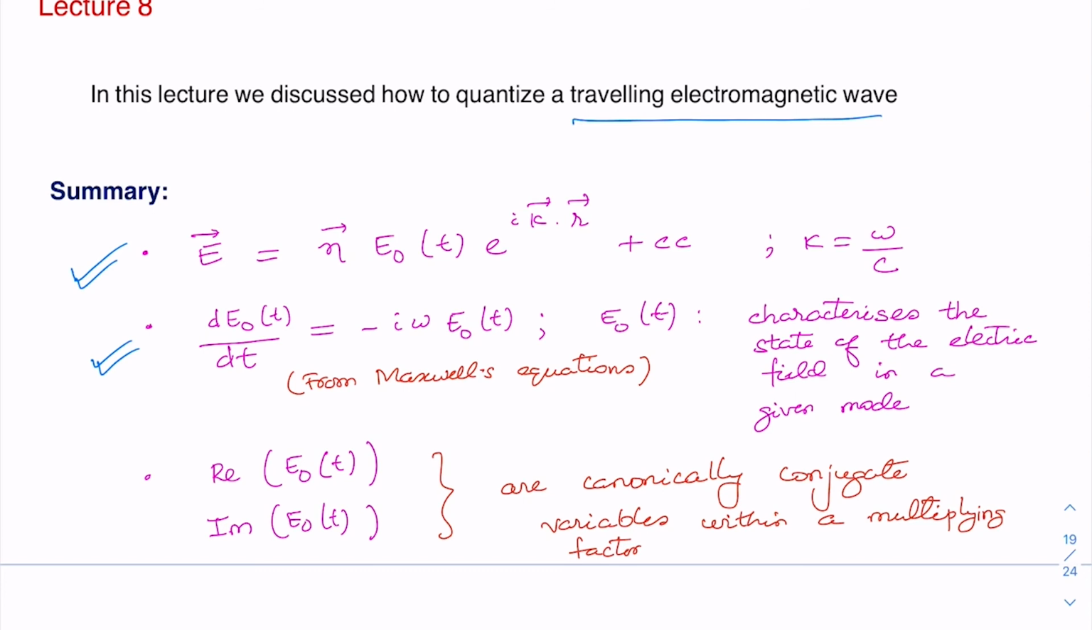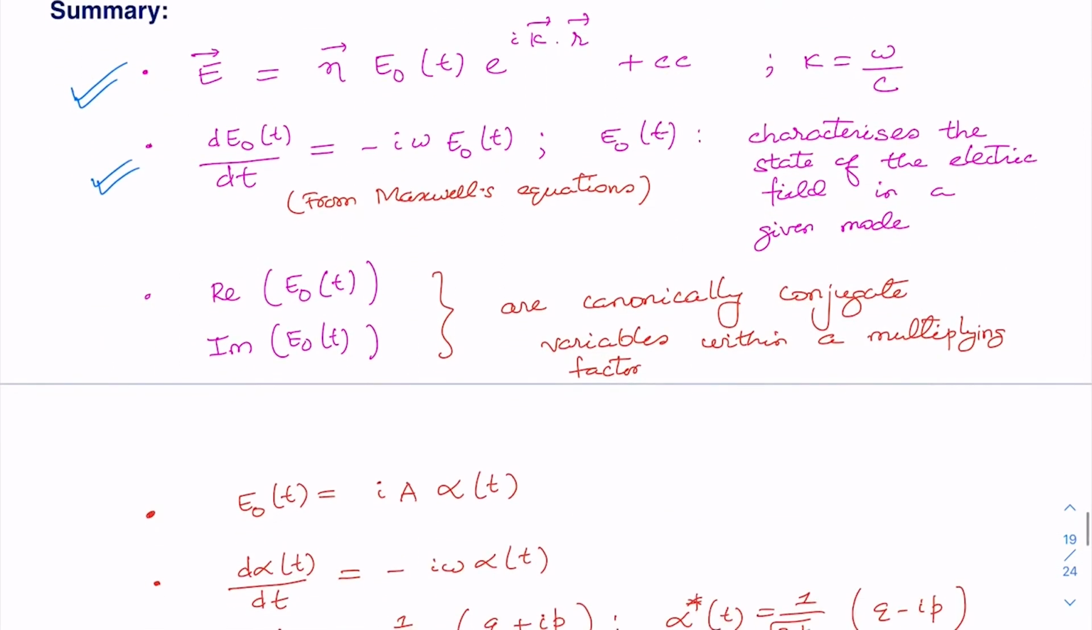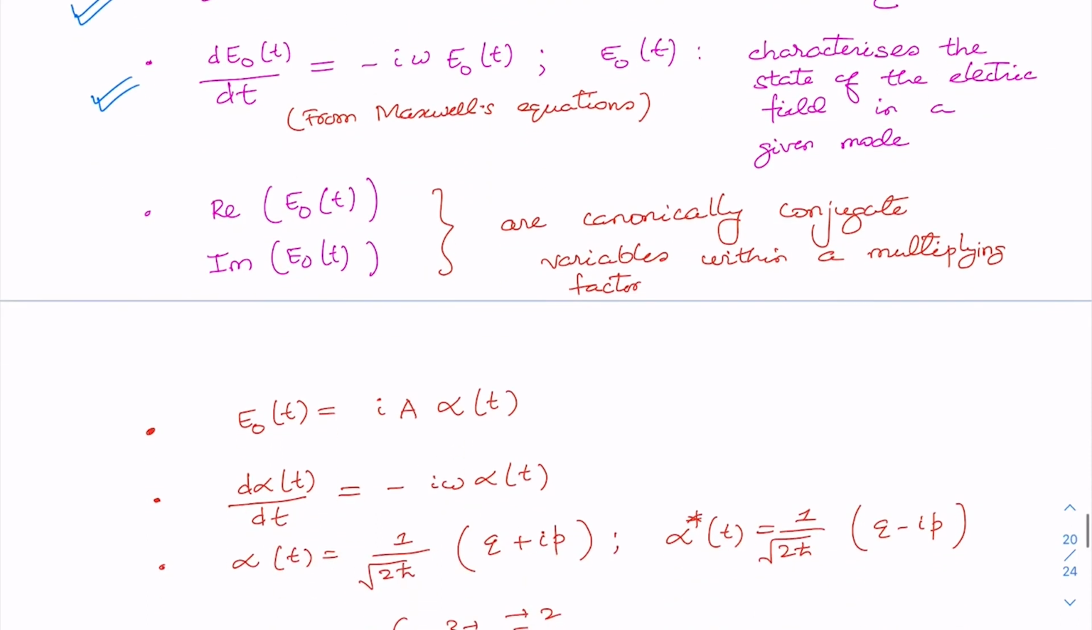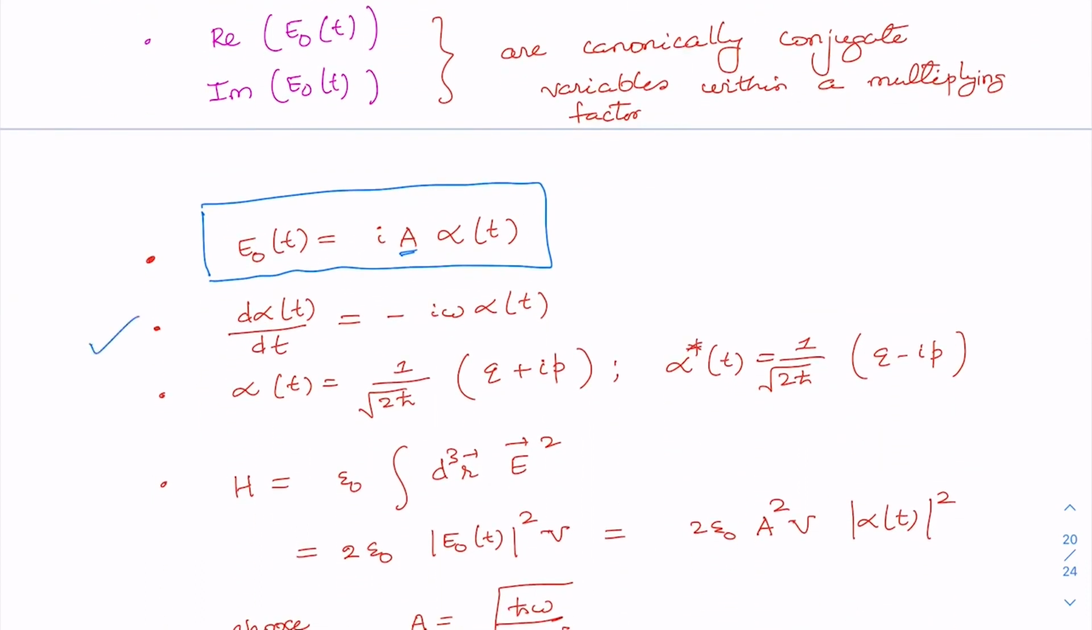We focus on only one single mode. The real part of the electric field E0 and the imaginary part of E0 correspond to the canonically conjugate variables within a multiplying factor, but we prefer to work in normalized units. Therefore we wrote E0(t) in this form, where alpha is a normalized variable and a is a constant to be worked out, and straight away we get this equation from the Maxwell equations.